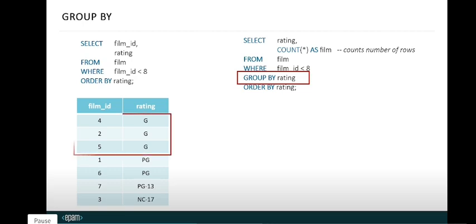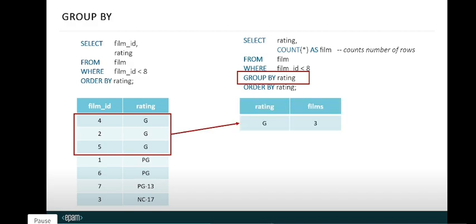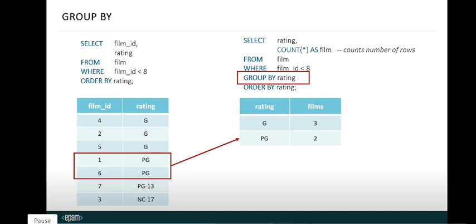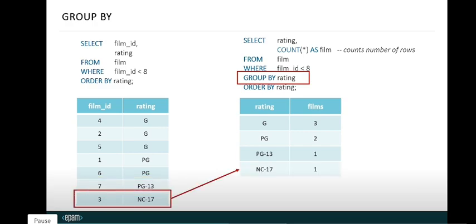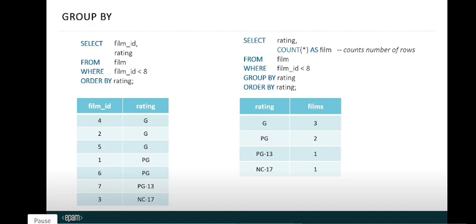We have 3 movies with a G rating, so the result table will contain a row with a G rating, the number of films 3. There are 2 PG rated movies, so the result will be PG 2. For the remaining 2 ratings, we have only 1 movie for each, so they are added as is. Summarizing, we got the number of films grouped by rating. If we specified several columns in the group by clause, then the aggregating value, in our case the number of films, would be calculated for all combinations of values for these columns.